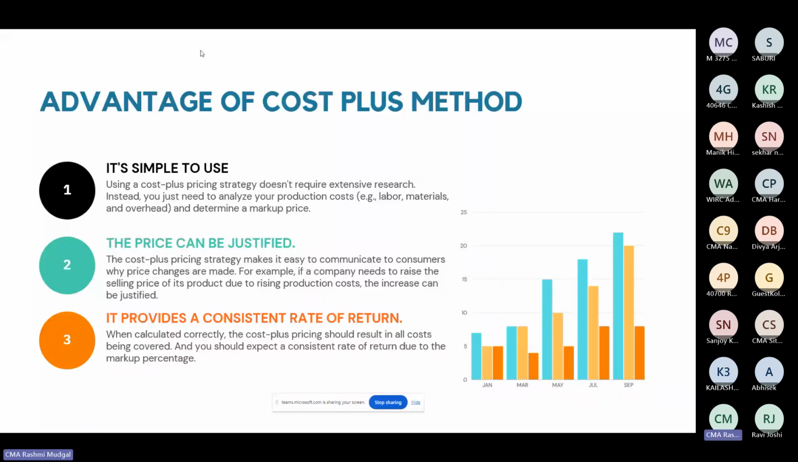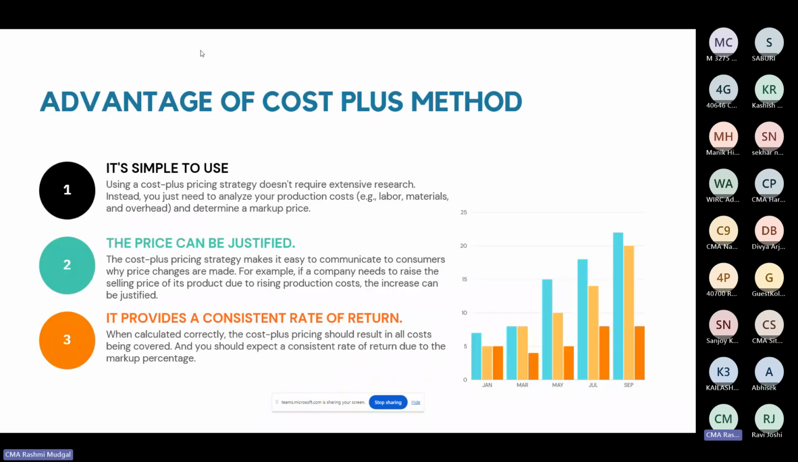Next, the price can be justified, where a person cannot ask why you are charging me this much for this product. You can tell them this is my cost of production. The cost plus pricing strategy makes it easy to communicate to the customer. The customer knows why I have been charged extra, because I have been getting this quality of work or this quality of product, and this much time has been spent on the product.